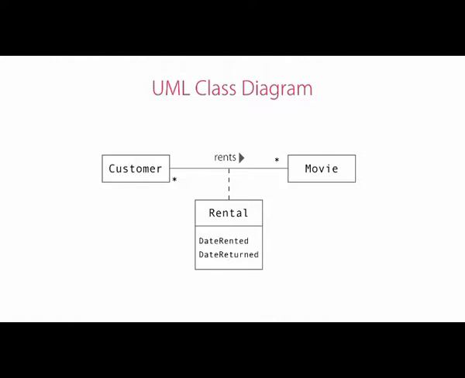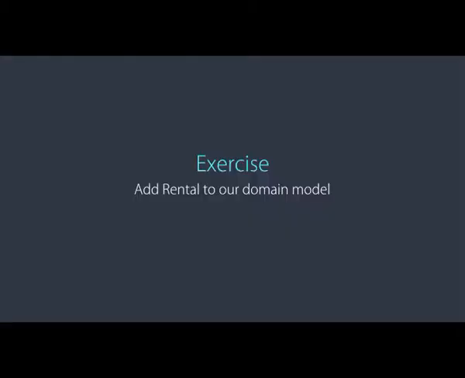Now, in terms of implementation, this is actually pretty easy. Our rental class should have these properties you see here, as well as two navigation properties: customer and movie. It also needs an ID, and this is a requirement by Entity Framework, so it can create the primary key in the corresponding table. So here's your next exercise. I want you to add the rental class to our domain model and use a code-first migration to bring the database up to date. In the next lecture, we'll review my code.